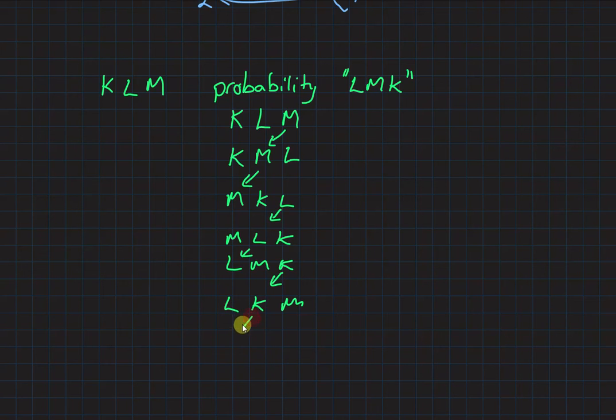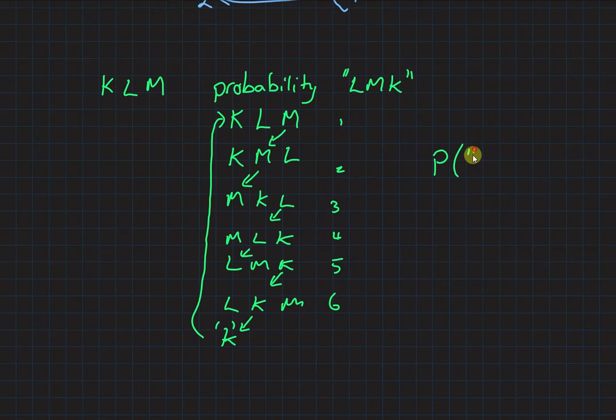And if I try moving it once more, what I've actually come to is K, L, M, which is the top item again. So I've actually done only 6 different methods. 1, 2, 3, 4, 5, 6. I was asked for the combination of LMK, which is LMK, that one, the one numbered 5. So there's 1 method out of 6.